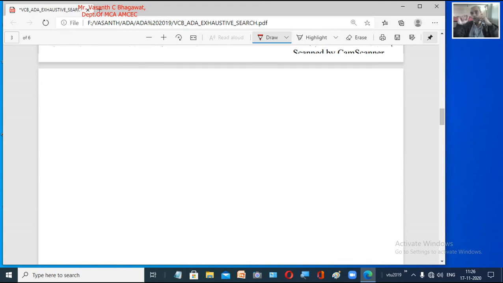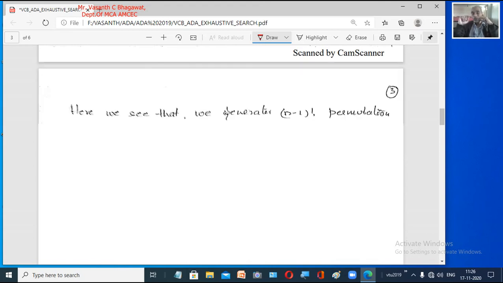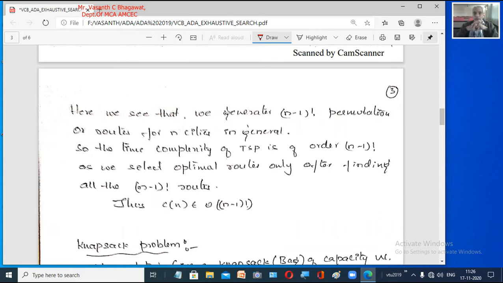Now this is how we search the entire travelling salesman problem. If you look here, when you do the analysis, we are generating n minus 1 permutations.